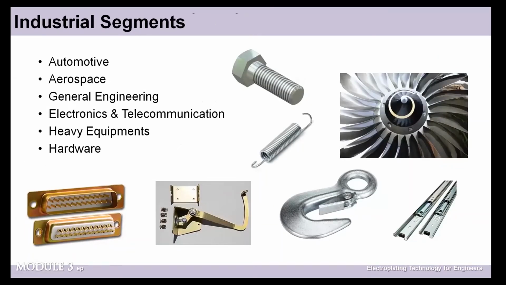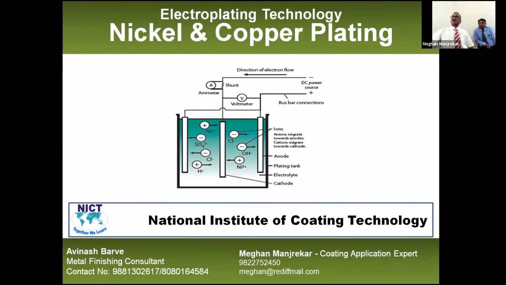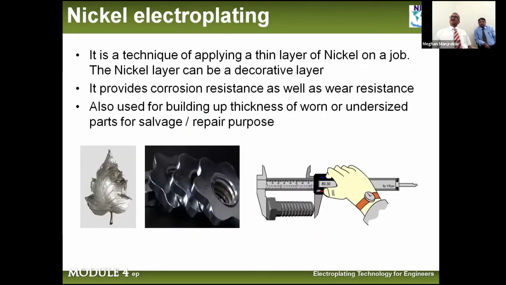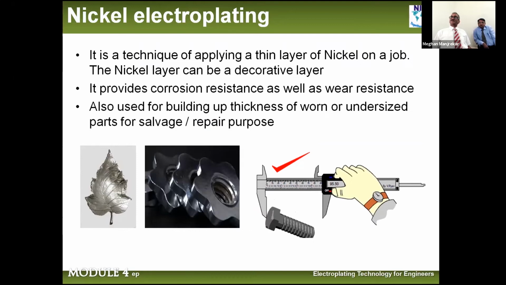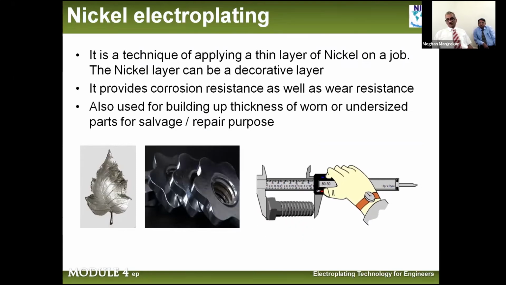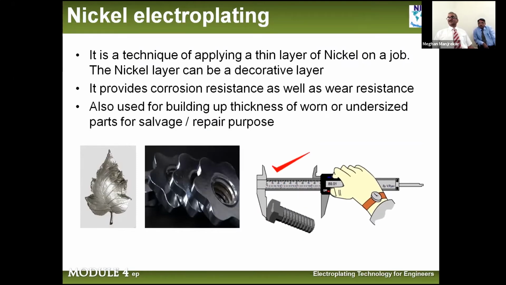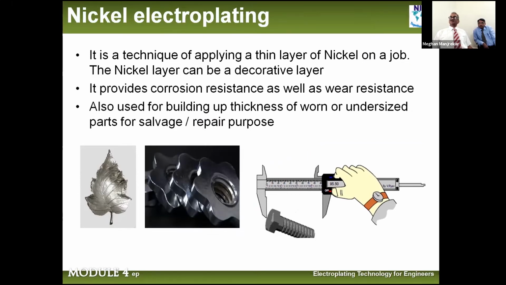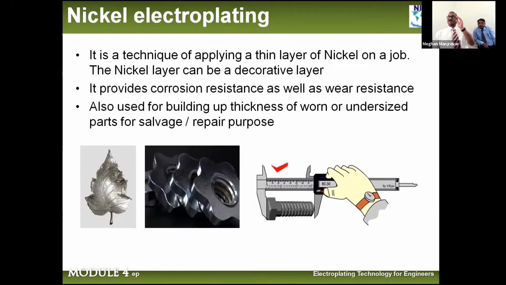Industrial segments, popular segments are automotive, aerospace, general engineering, electronic and telecommunications, heavy equipment and hardware. Okay, so now we will be moving to the next topic, which is nickel and copper plating. First we'll start off with nickel plating. Now, nickel and copper both are base platings, you can say, for various other platings. So that we will discuss in this presentation.